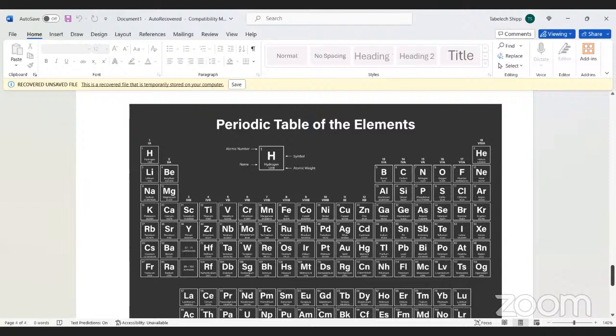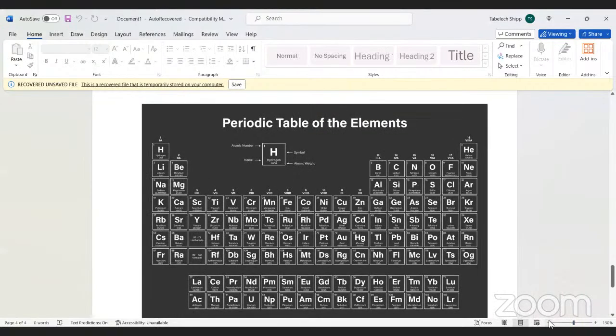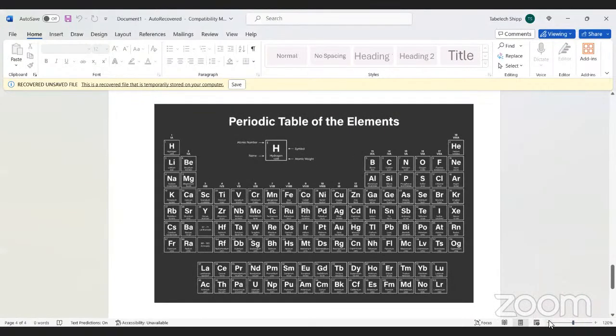Group one has one valence electron. Group two has two. We skip groups 3 through 12. When you get over here to groups 13 through 18, and let me zoom out a little bit so you can see it, this is where they have to drop the one, and you just say group 13 has 3 valence electrons, 14 has 4, 15 has 5, 16 has 6, 17 has 7, and 18 has 8, which is a full shell.